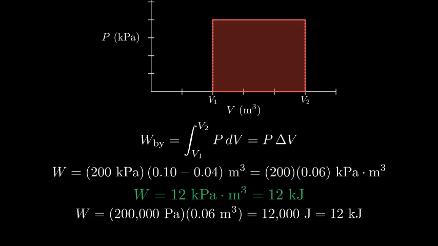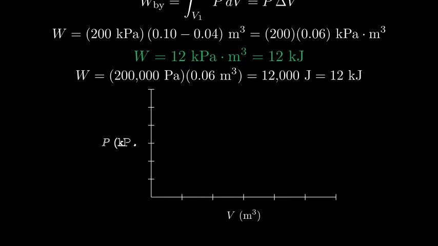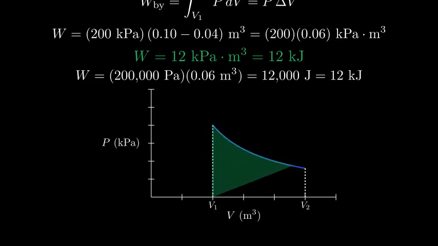Part B. Now remove the weights gradually so that the gas expands isothermally at 300 Kelvin. For an ideal gas, an isothermal process has P times V equal to a constant. From the initial state, P1 times V1 equals 8 kilopascal cubic meters. On the pressure-volume diagram, the isotherm is a decreasing curve, P equals K over V. The work done by the gas is the area under this curve from V1 to V2.